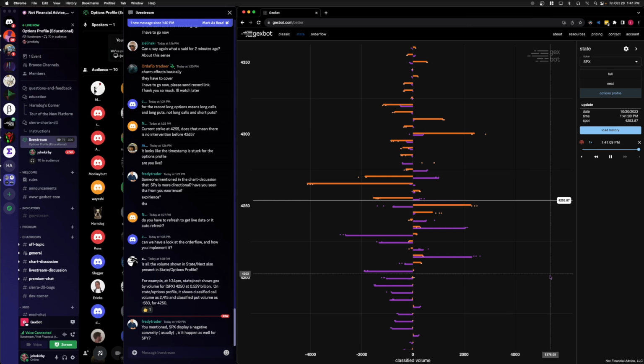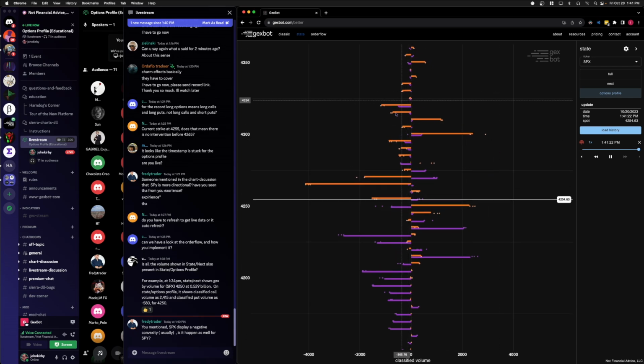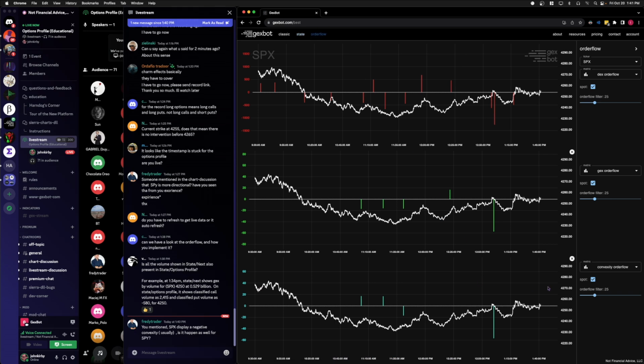So Freddie's asking whether the negative convexity that is typically displayed on SPX is also usually the case for SPY. And this is where things get a little more interesting, because it actually depends a little bit on the volatility environment, right? What you'll often see, and this is what we talk about when we're looking at, for instance, let's see over here, net convexity, right?